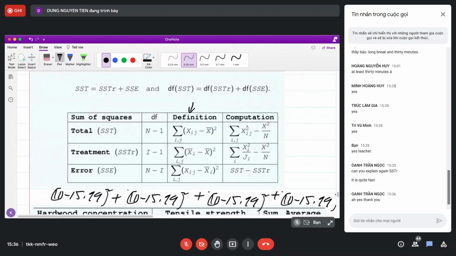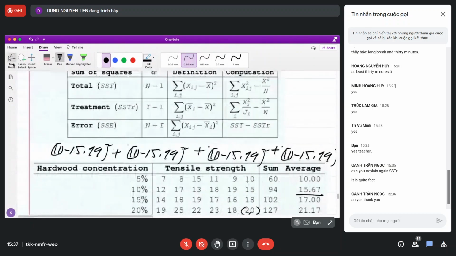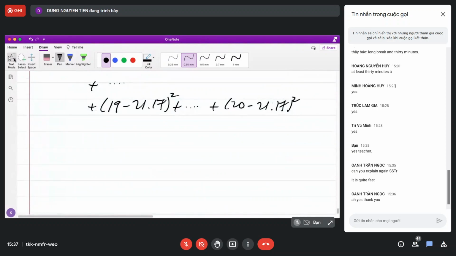You can also find the sum of squares by using a simpler formula. So instead of computing the deviation squared, you can find the sum of squares just like that. All right. So I'm going to use these expressions to compute the sum of squares. So let's go back to this.